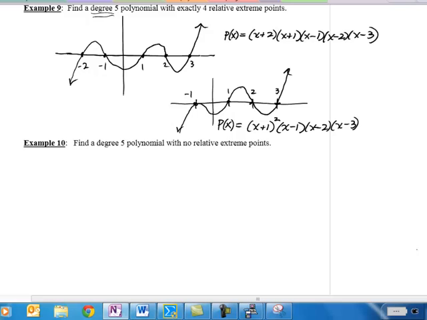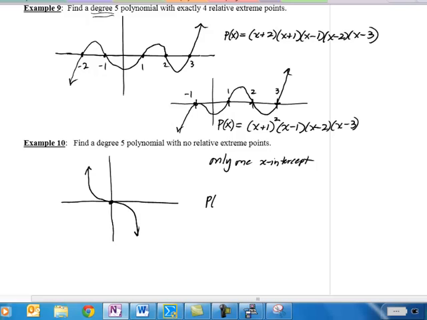Find a degree 5 polynomial with no relative extreme points. If we're going to have no relative extreme points, that means we can't have even 2 x-intercepts, because between 2 x-intercepts the graph would have to turn around. So we'd have to be stuck with only 1 x-intercept. So let's say we have x-intercept 0. Just for making it a little different, let's make it negative. But that would work, right?